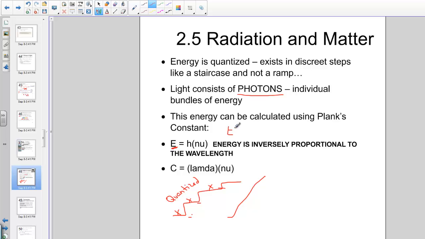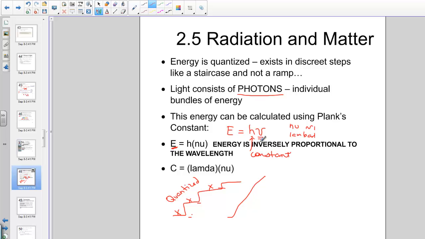Now in physics, we learn about an equation where energy can be calculated for a specific wave by knowing its frequency. Nu is the frequency. Remember that little Greek symbol? Nu is the frequency, lambda is the wavelength. Frequency is kind of a squiggly V, and lambda is an upside down Y. So this is frequency. Planck's constant is indeed just that. It's a constant. It's a number that doesn't change.